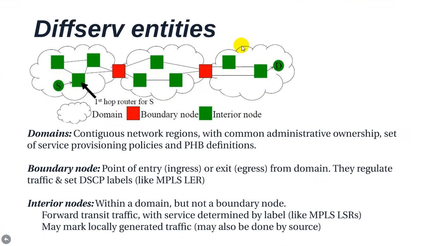Now let's look into DiffServ entities. A DiffServ domain means contiguous network regions with common administrative ownership, with a set of service provisioning policies and PHB definitions. Boundary node is the point of entry or exit from domains. They regulate traffic and set DSCP labels. Interior nodes are within a domain but not a boundary node. They forward transit traffic with service determined by the label.